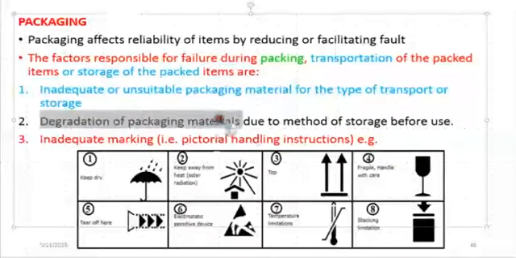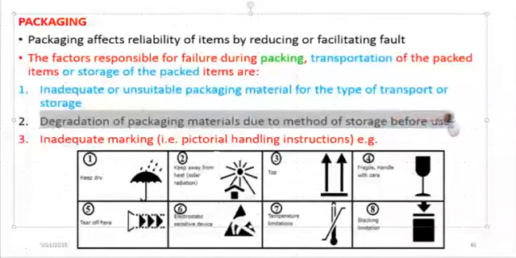Another thing is the degradation, that is reduction in the quality of the materials you use for packaging due to the method of storage or before the use, because there are some things that can last for many years. For instance, if you put something in metal, the metal cannot be attacked by worm or any insect that destroys the wood. But if it is wood, it can be destroyed by those insects, and therefore you choose the right packaging material that can last longer if you are going to store the material for a long time.